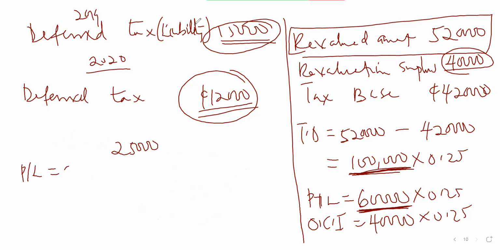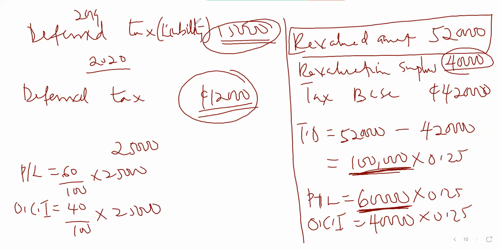It is 60,000. So 60 divided by the total times 25,000. Then OCI, you now have the 40 divided by the total times 25,000. Because the 25,000 was calculated on 100,000, you now share them in a proportion like this. You'll be getting the same answer at the end. This will be 15,000 and this will be 10,000. If you like, you can multiply, you get the same answer at the end.